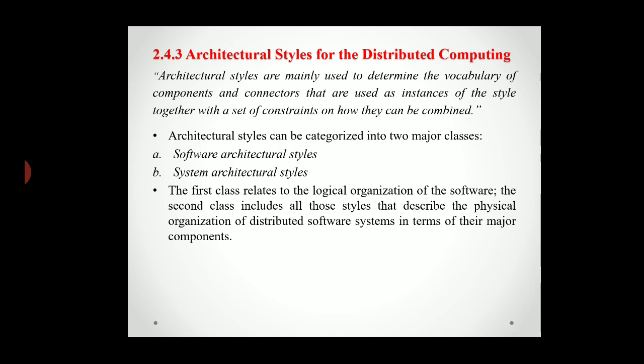Architectural styles for distributed systems are helpful in understanding the different roles of components in systems and how they are distributed across multiple machines. We can organize them into two major classes. The first one is software architectural styles, the second is system architectural styles. The first class relates to the logical organization of the software. The second class includes all those styles that describe the physical organization of distributed systems in terms of major components.